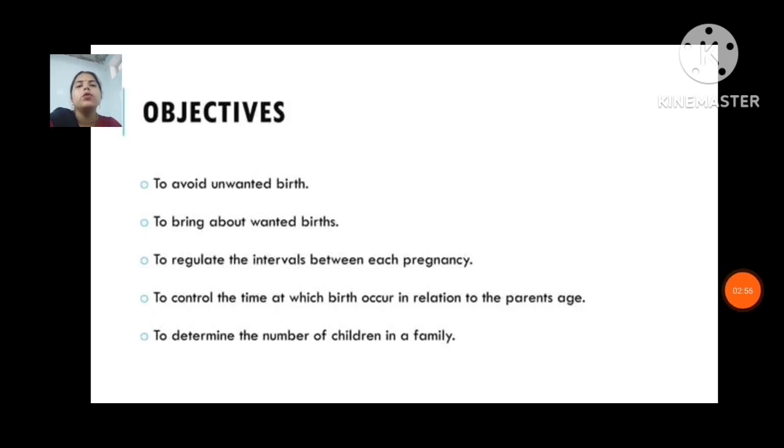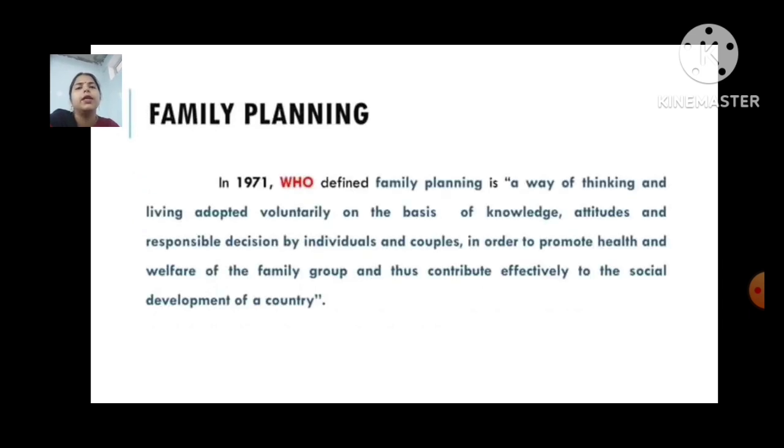Objectives: to avoid unwanted birth and to bring about wanted birth, to regulate the intervals between each pregnancy, to control the time at which birth occurs in relation to the parents' age, and to determine the number of children in a family. So these are all the objectives of family planning.